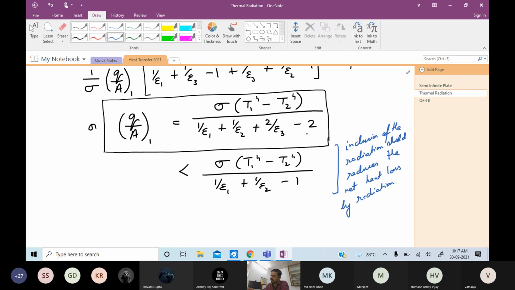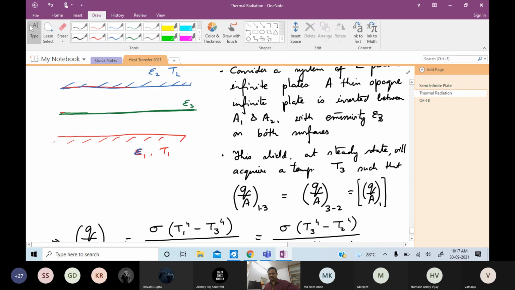Again, you have another epsilon 5. You will again have 2 over epsilon 5 minus 1. So this denominator keeps on adding. I'm not doing it, but you can work that out. If I bring in one more radiation shield in between, either at the top or at the bottom, you will get the same. You can work out what is the net heat loss by radiation using the same approach. Yeah, I think that's about it.